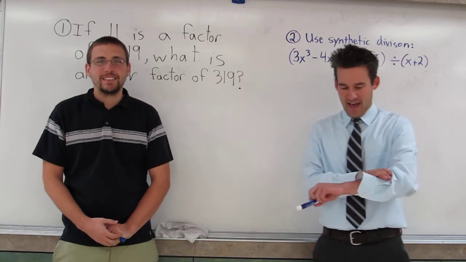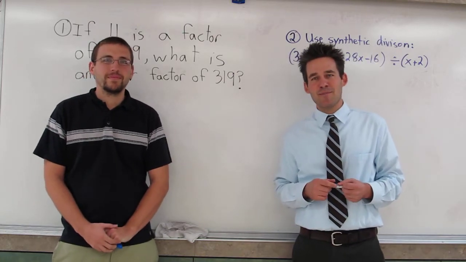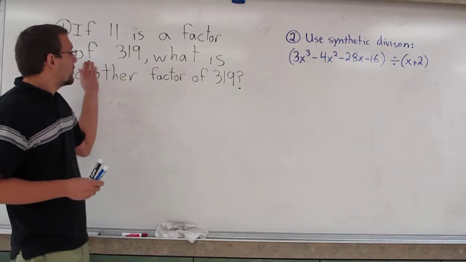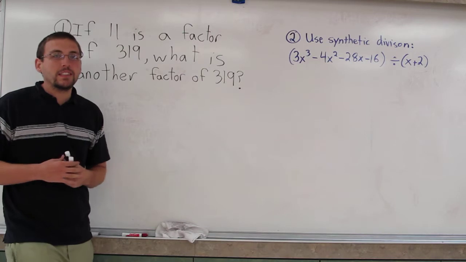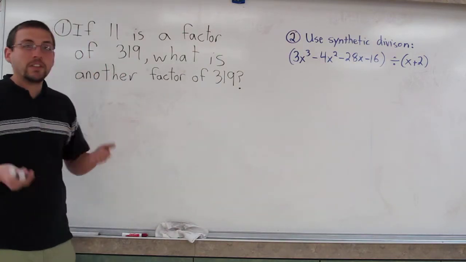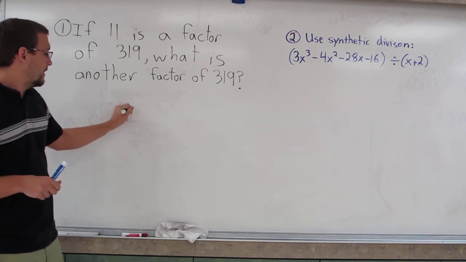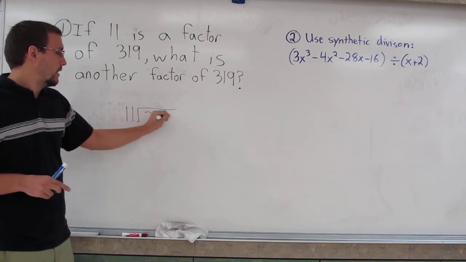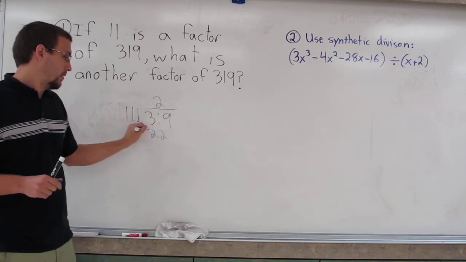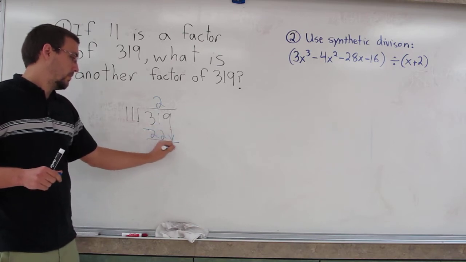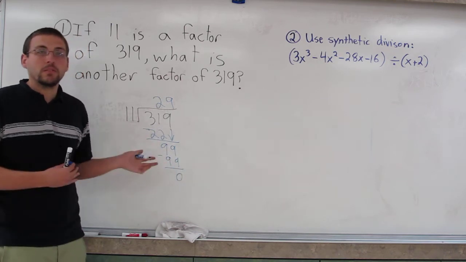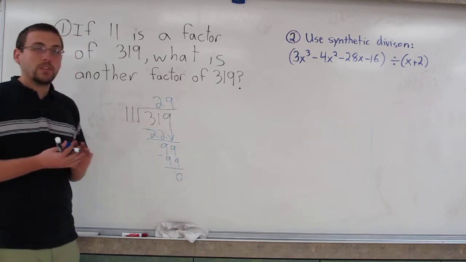So, you've had exactly 5 minutes to finish your warm-up. Mr. Hamill, your first warm-up question said, if 11 is a factor of 319, what is another factor of 319? If you remember, a factor of a number means that when you divide it, you get a remainder of 0. So we would say 11 is a factor of 319 because when you do the division, we end up getting a remainder of 0. So 11 is a factor of 319 because we get a 0.